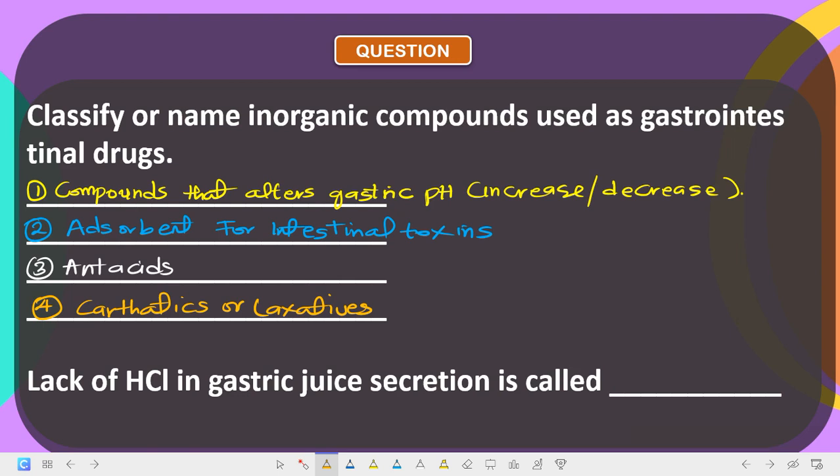Now the next question says: lack of HCl in gastric juice secretion is called achlorhydria. Something like this.